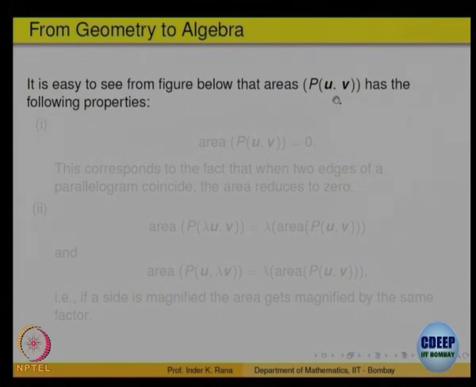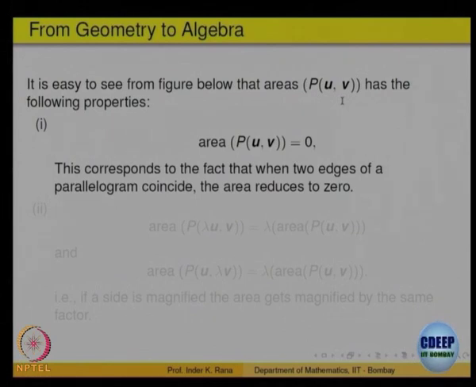Now, this concept of area, geometric area, has very nice properties. The first property is that if the two vectors coincide, this should be U here, P(U,U), if the two vectors U and V coincide, then there is no parallelogram, and the area is 0. So, if the two vectors U and V are the same, then this is a typo here, it should be P(U,U) equal to 0.